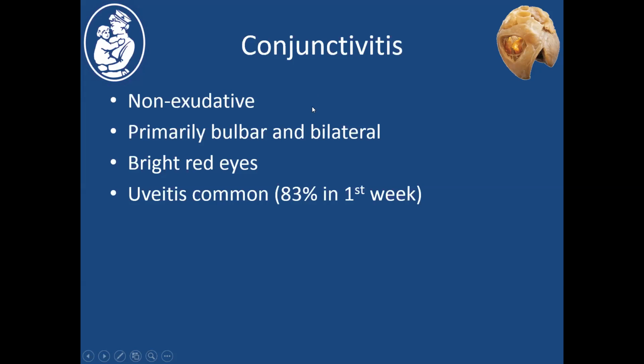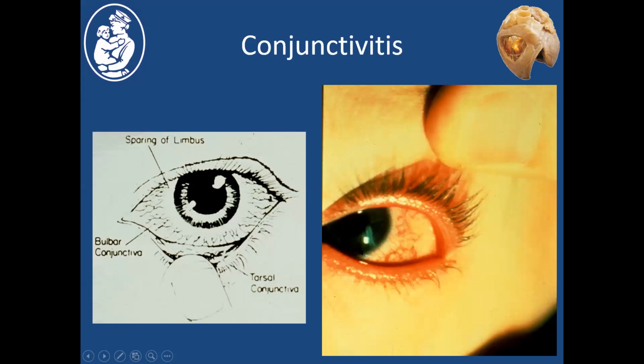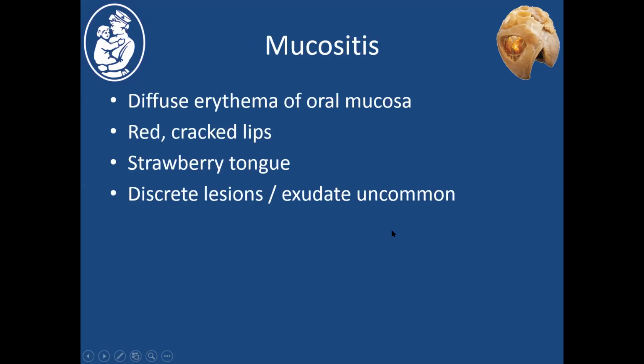Conjunctivitis is usually non-exudative. It involves, as we'll see, the bulbar conjunctiva, bright red eyes. Uveitis is quite common. More than 3/4 tend to have uveitis when this is looked for. And this is the typical appearance. The bulbar conjunctiva here is injected. There's sparing of the limbus around the cornea.